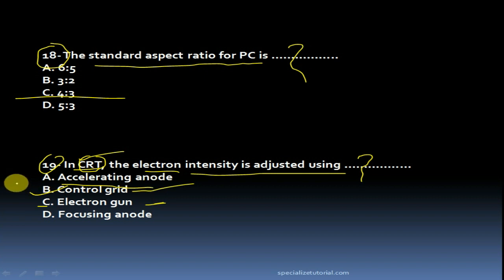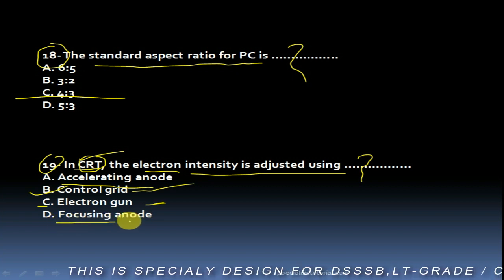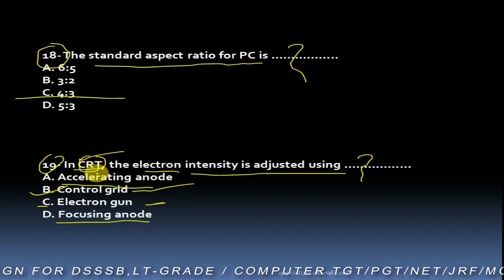The accelerating voltage can be generated with a positively charged metal coating on the inside of the CRT envelope, near the phosphor screen. Sometimes the electron gun is built to contain an accelerating anode and focusing system within the same unit. Okay, so we have now cleared the focusing anode, accelerating anode, control grid, electron gun and CRT.